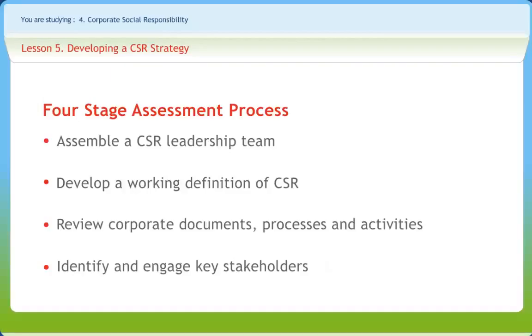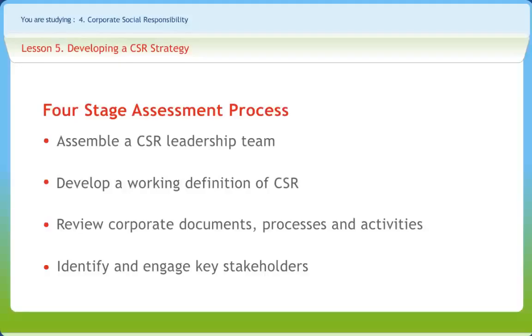A CSR leadership team would include representatives from the board of directors and top management or owners, as well as key employees, volunteers from various units within the organization that need to be involved in CSR issues. Other representatives could also be assembled as per the requirement of the organization. The first task of the leadership team is to develop a working definition of the CSR for the organization. This will become the foundation for the rest of the assessment.